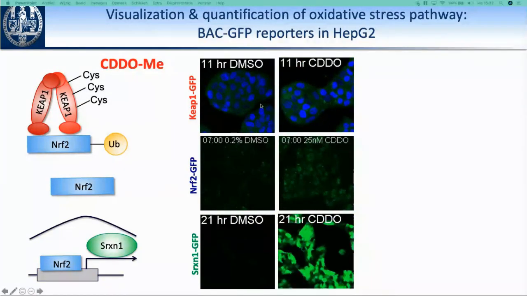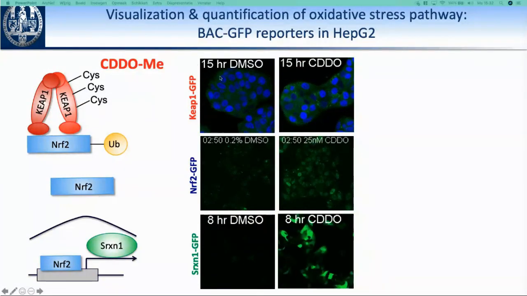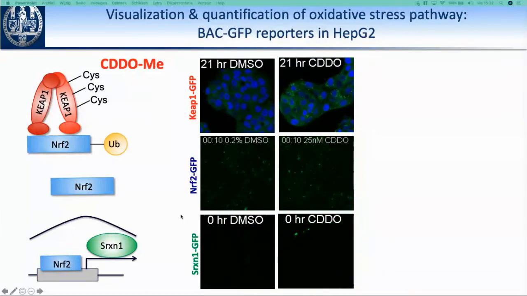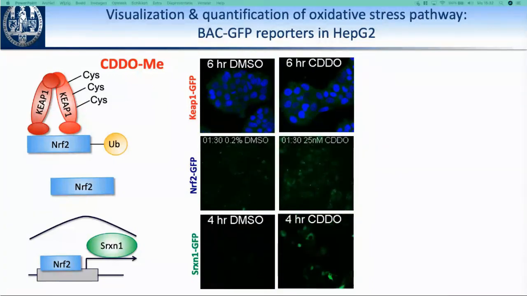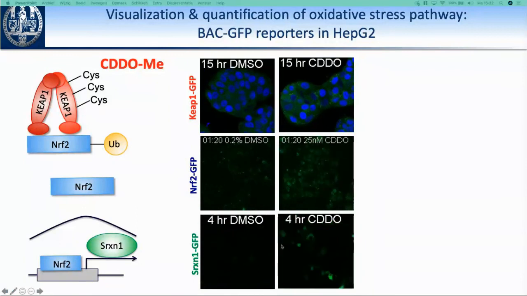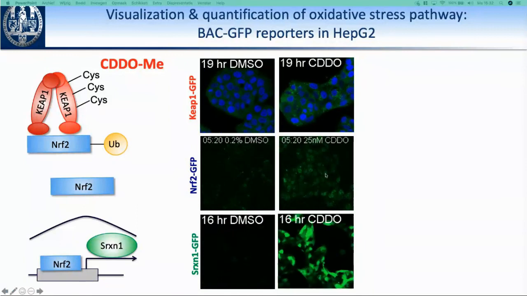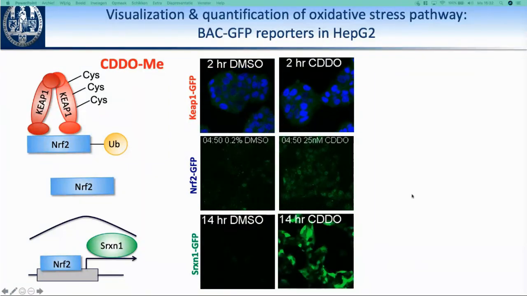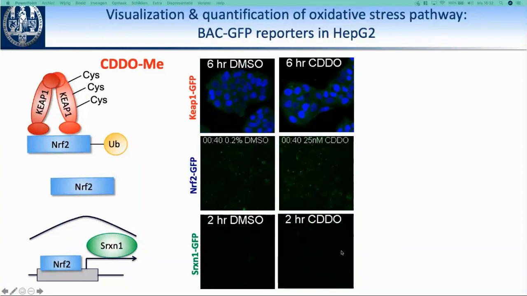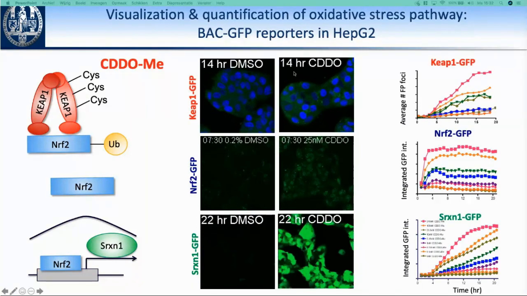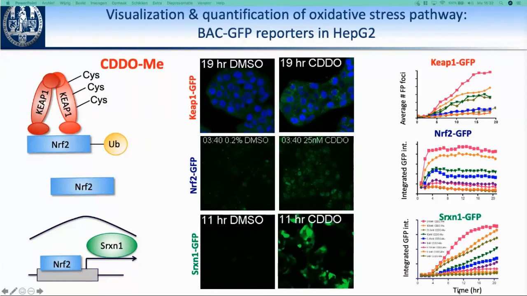So here you see an example of these different reporters for each level. We have a reporter for KEAP1, the sensor, NRF2, the transcription factor of this pathway, and sulfiredoxin-1, which is a downstream target. And you can see that we can then follow the activation of these genes over time when they're exposed to a known oxidative stress inducer. You see clear upregulation of this GFP signal. And this you can then quantify and follow the activation dynamics over time.